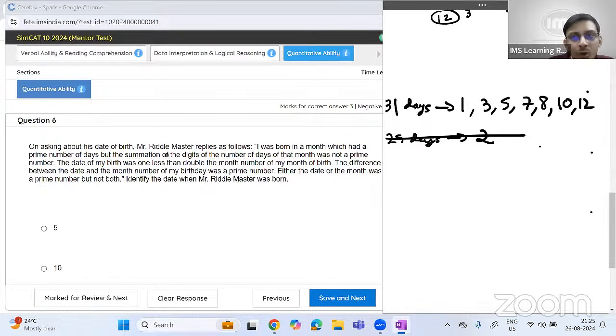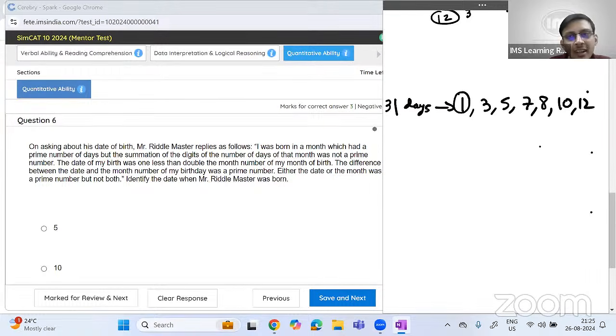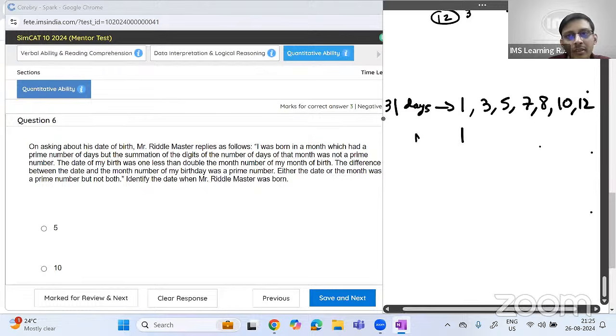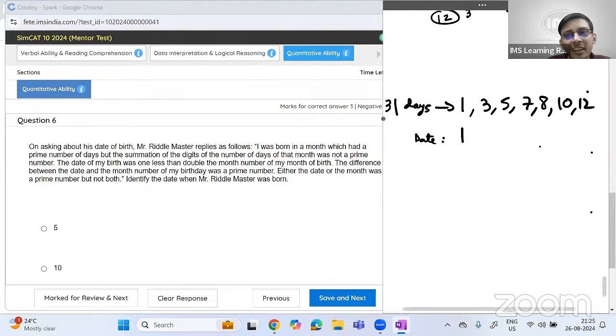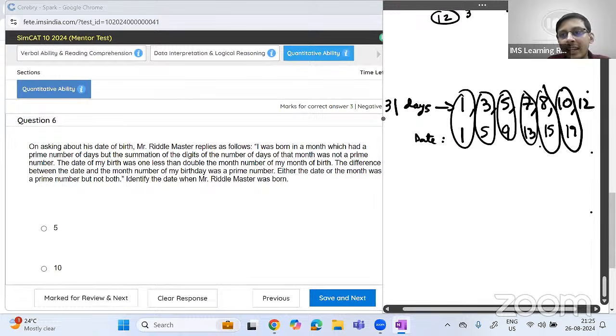Okay, so I'm just left with these possibilities. Now, the date of my birth was 1 less than double the month number of my month of birth. Okay, so let's look at these possibilities. If the month number is 1, then the date will be 1 less than double, so the date will be 1. And if it is 3, 1 less than double, 5. Then next will be 9, next 13, next 15, next 19, and next 23.